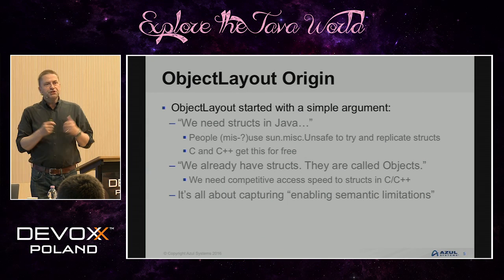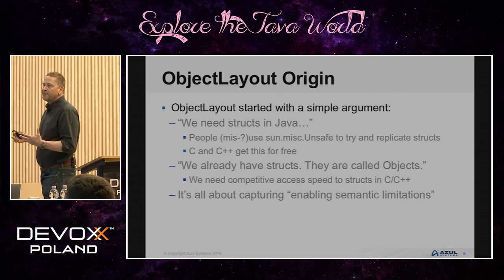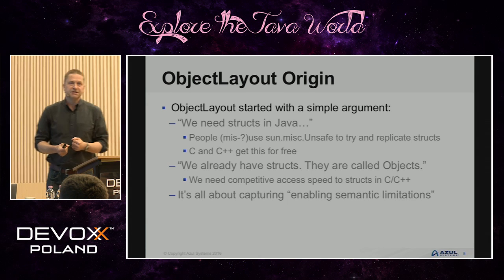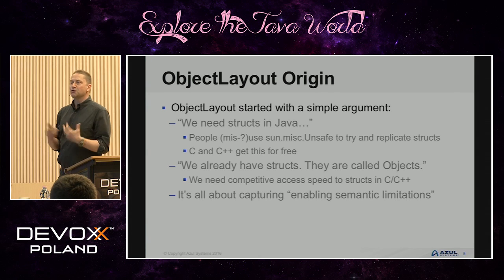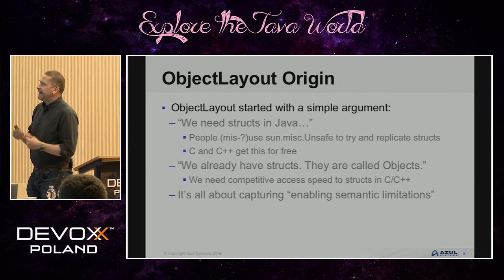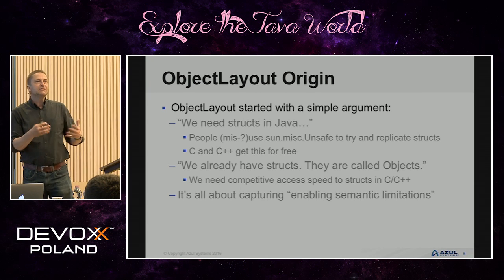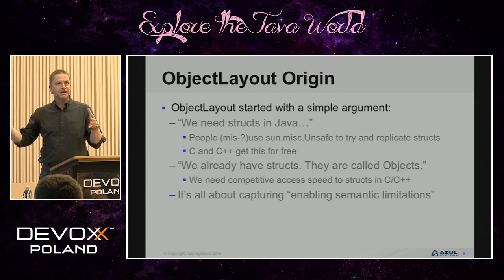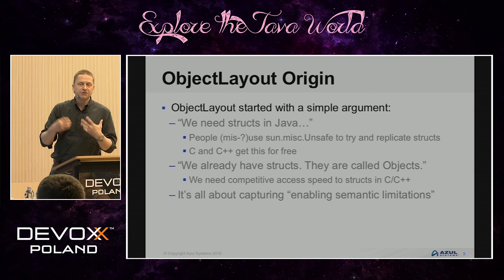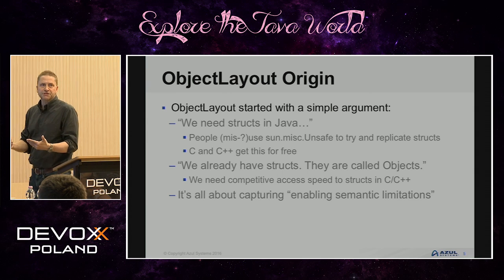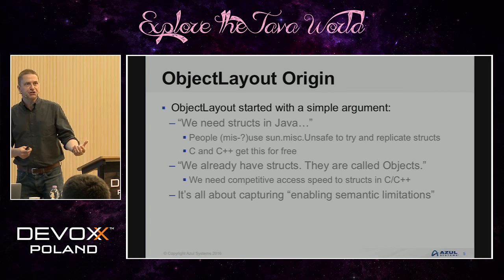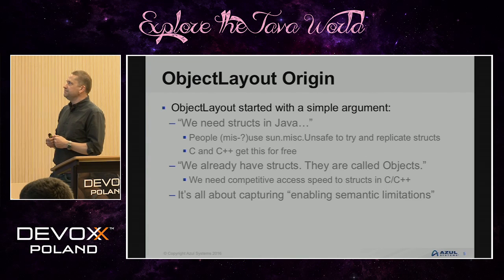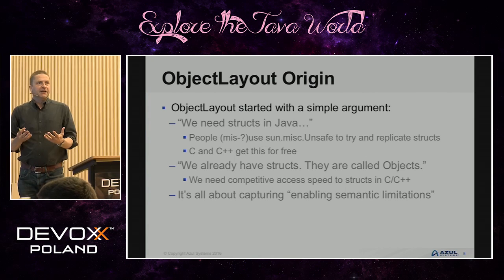Now, in terms of the origins of this project, this really came about because of a simple argument that was being had by Gil Tene, who's our CTO, and some other people who were talking about performance in Java. And the idea was that they said, we need structs. We need structs in Java because they allow you to take advantage of the memory layout, and to improve performance by using different caching, by using the ability to read ahead and do things like that.